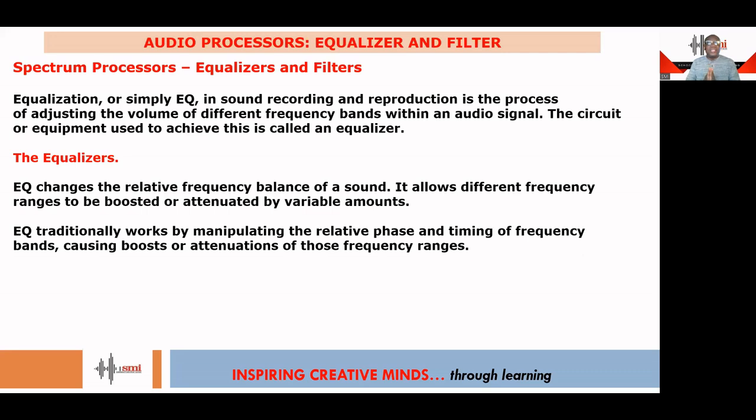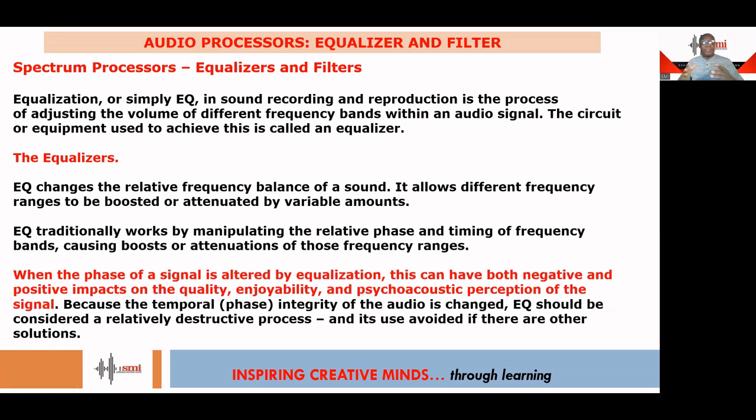So EQ traditionally works by manipulating the relative phase or timing of frequency bands, causing boost or attenuation of those frequency ranges. That is what it does. That is, we can manipulate the relative phase and timing. The phase and timing is the time of the signal flow of the frequency, and also the movement of that signal in the frequency range.